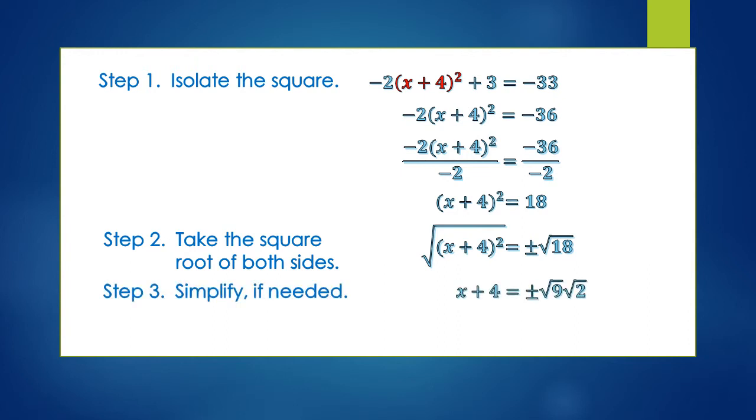And you simplify. In this case, the biggest perfect square that's a factor of 18 would be 9. The square root of 9 in turn is 3. And to finish, you subtract 4 from both sides. If you want the decimal approximations of these answers, you simply type in negative 4 plus 3 root 2 and negative 4 minus 3 root 2, and you should get 0.24 and negative 8.24 respectively.